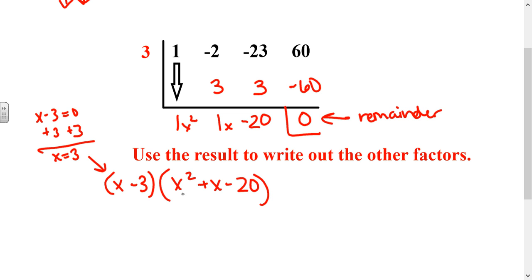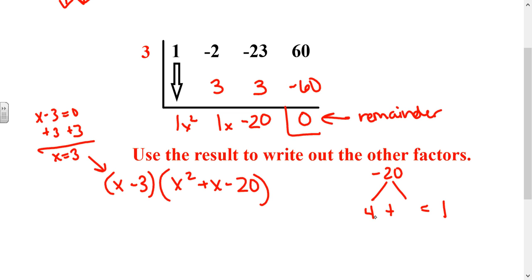Okay, so I need to factor this part. So can I factor x squared plus x minus 20? Sure. I just have to find factors of negative 20 that add to equal 1. So I could do 1 and 20. That wouldn't work. 2 and 10. That wouldn't work. 4 and 5.